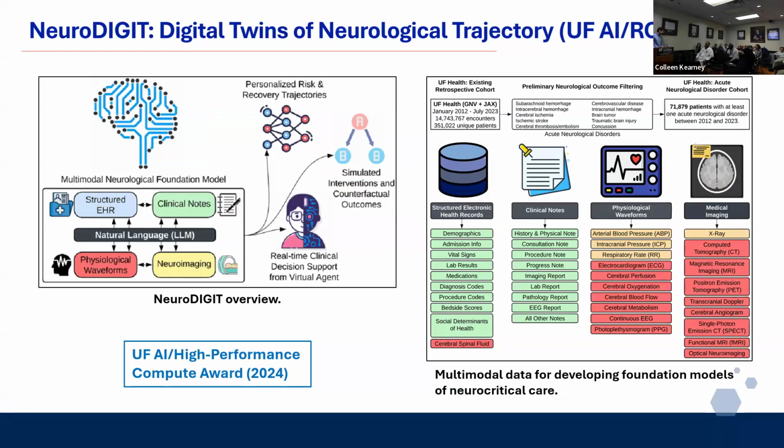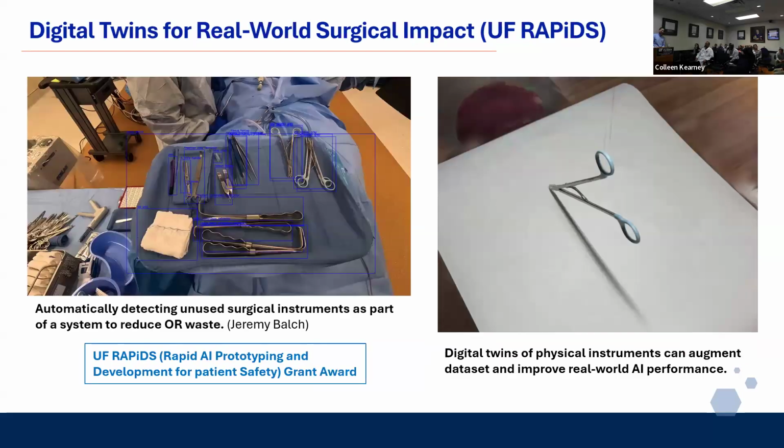Bringing in waveforms from the Sickbay. They have an installation in one of the neuro ICUs with ICP and lots of high frequency waveforms that we're going to be using along with medical imaging and other modalities. So pretty excited about that.